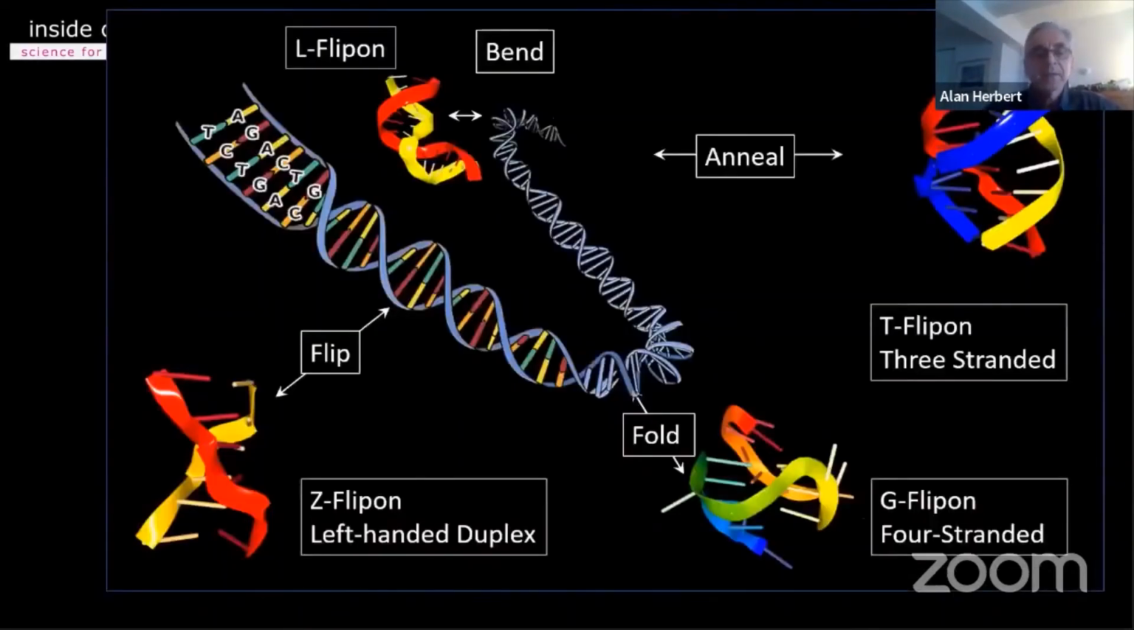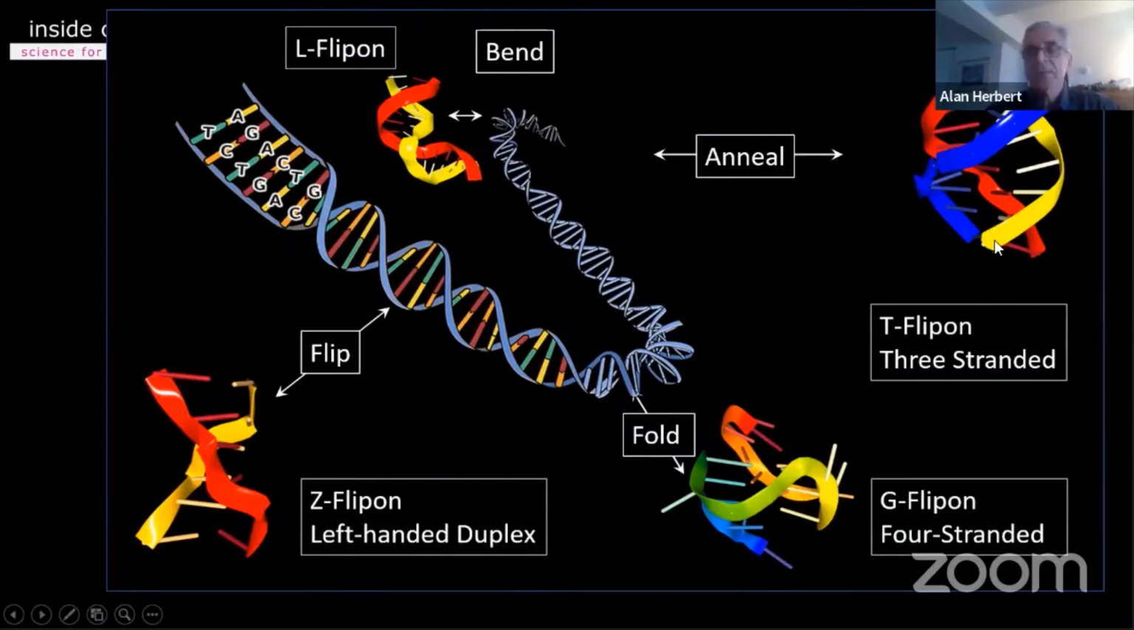So here you go. This is the BDNA chromosome here, and here are some examples of Flipons where you can flip from B to Z just by inverting the bases. And so you go from right-handed to left-handed. You can refold the DNA in a way that makes a four-stranded structure. And this happens in G-rich sequences. And so you end up getting what's called a quadruplex.